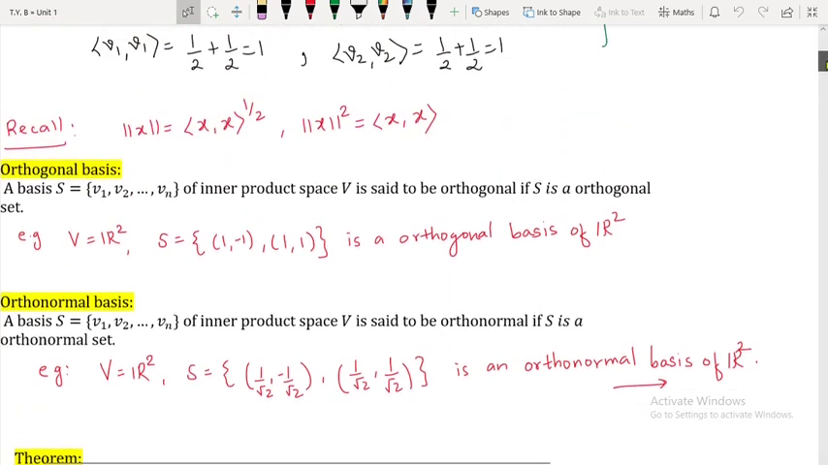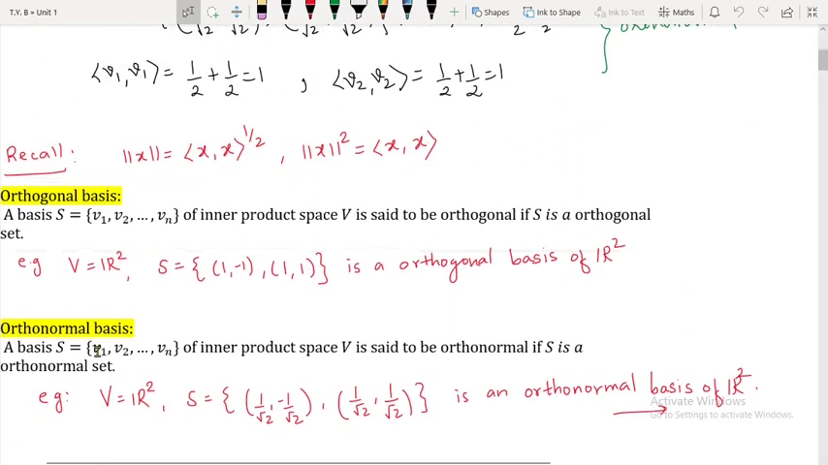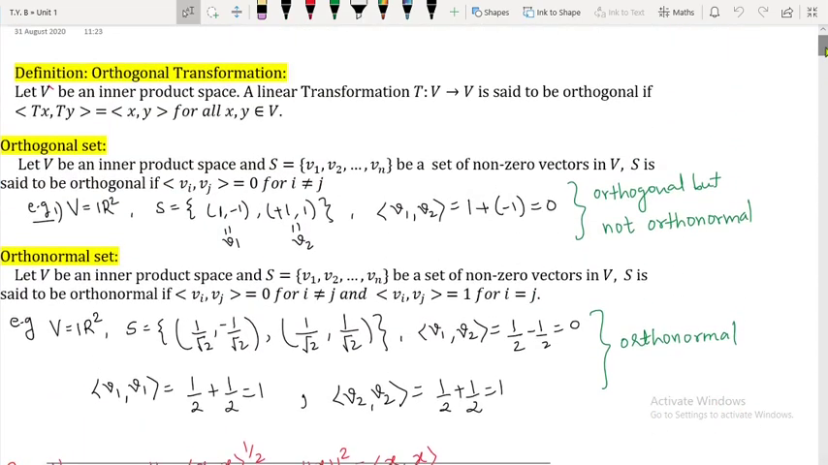Okay, so here it is. A basis S of an inner product space V is said to be an orthonormal basis if it is an orthonormal set. That means, what does orthonormal basis mean? First of all, it should be a basis. In addition to that, it should be an orthonormal set. Okay. Now the question is, what is an orthonormal set? So its definition is over here.